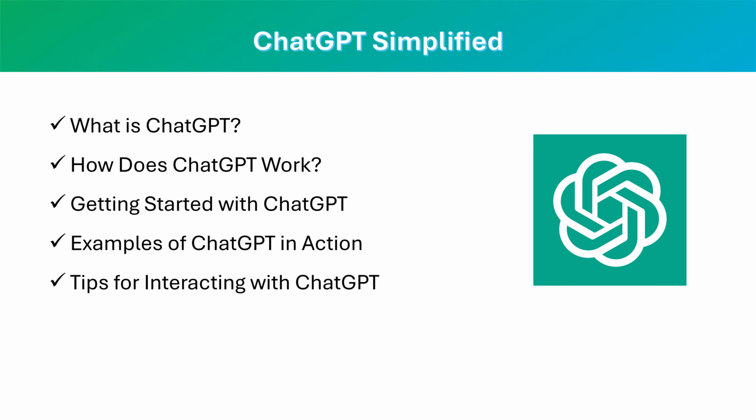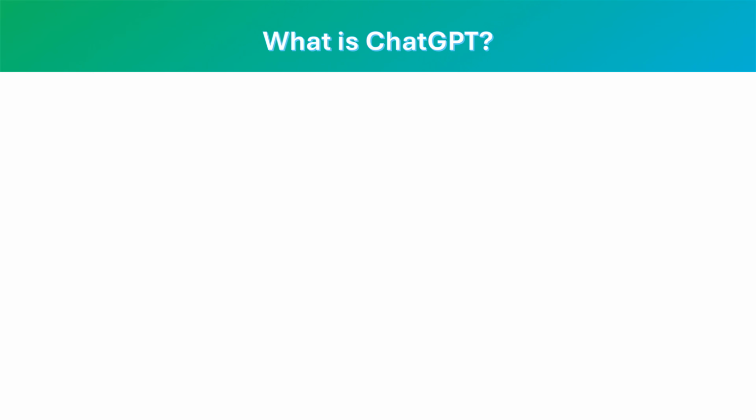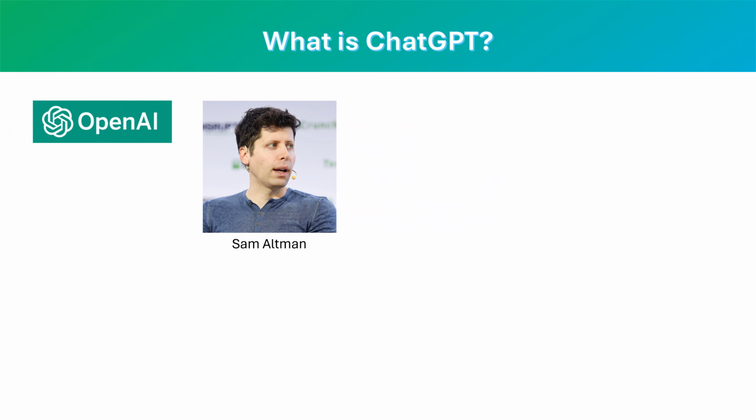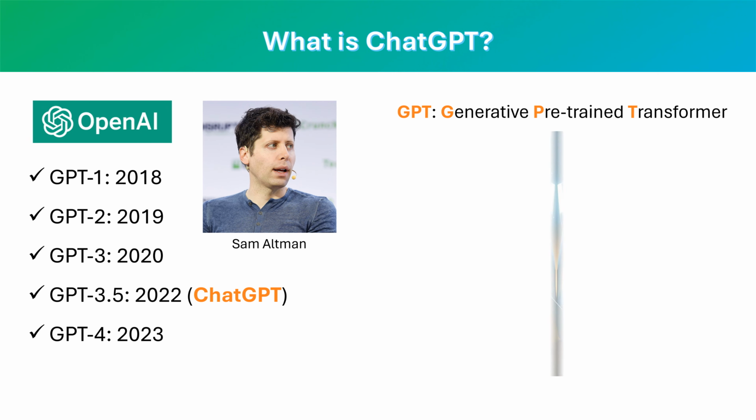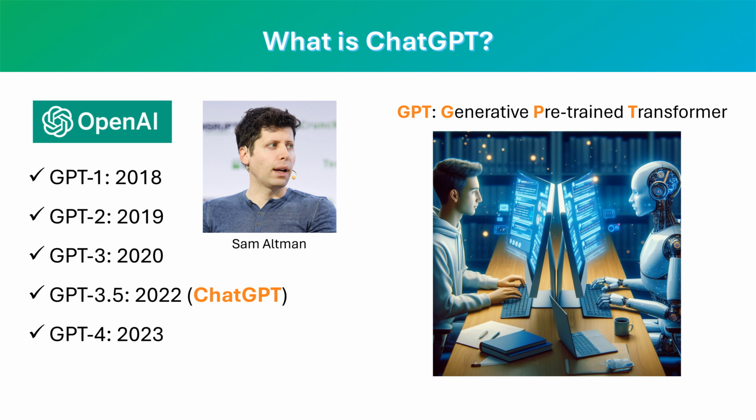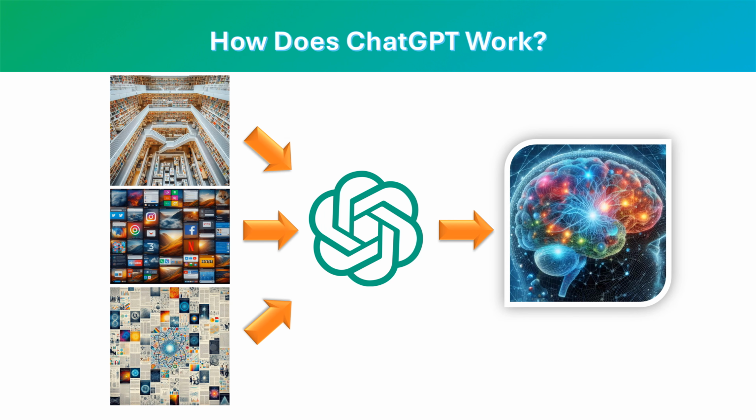Let's jump in. First things first, what exactly is ChatGPT? Well, it's an AI model created by OpenAI. Think of it as a really smart computer program that can understand human language and have conversations with you. But how does it work?